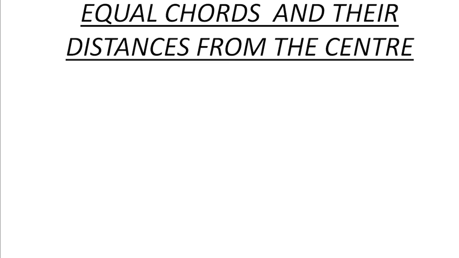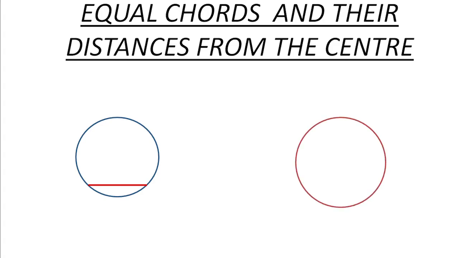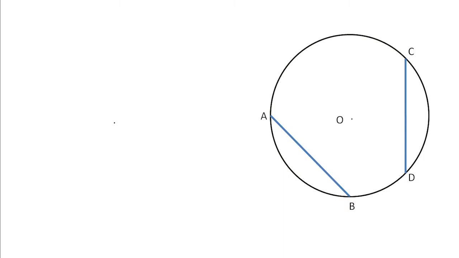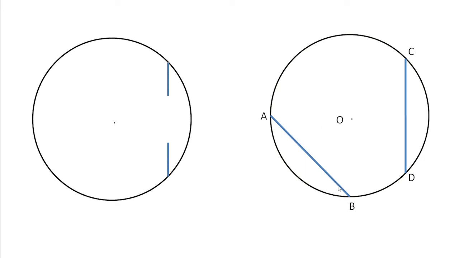Hi students, from my previous video you have learned that a chord is a line segment joining two points on a circle. Moreover, we can draw as many chords as we need. Here I am taking two equal chords AB and CD. O is the center of the circle. AB equal to CD.